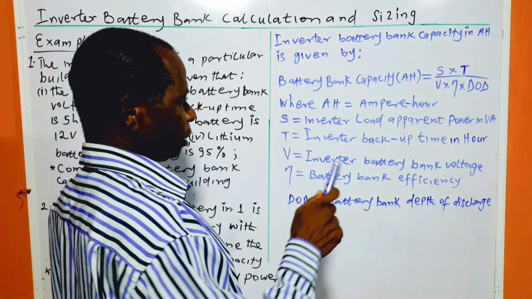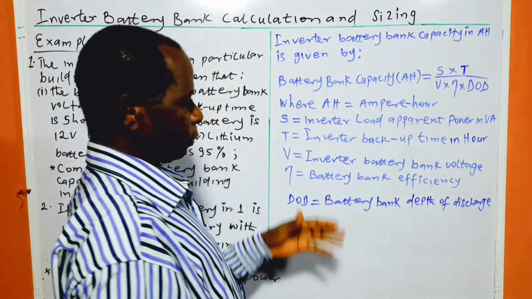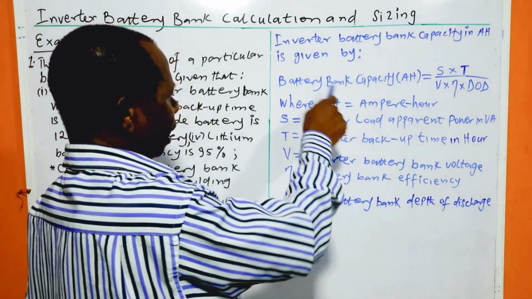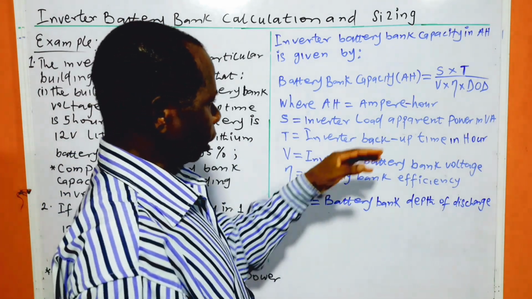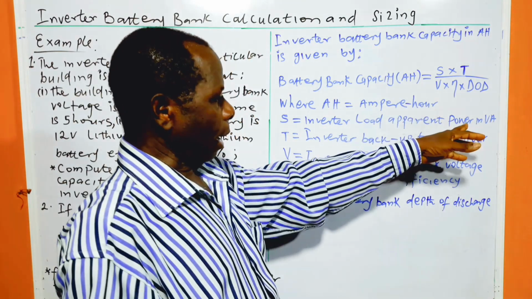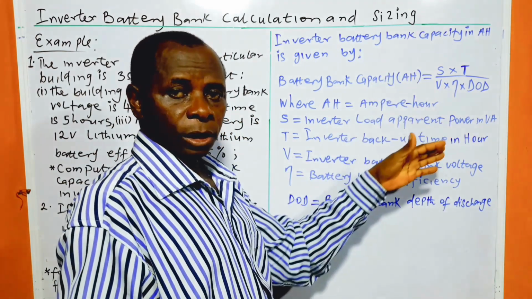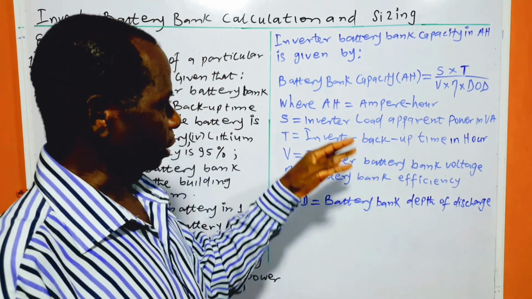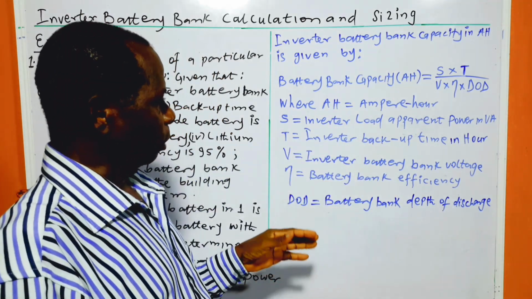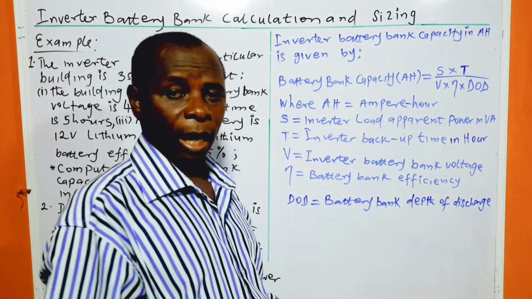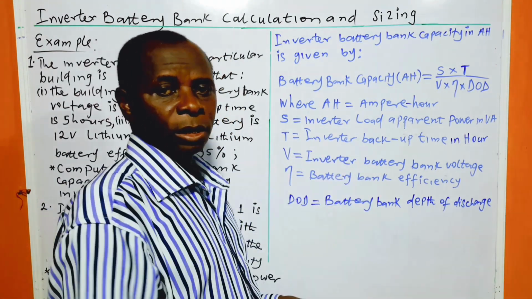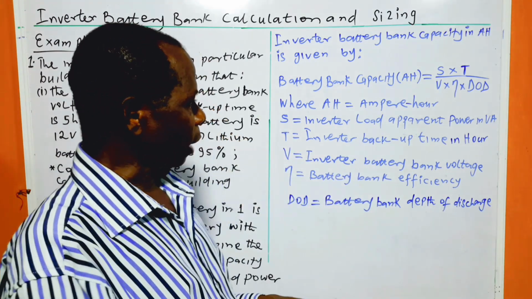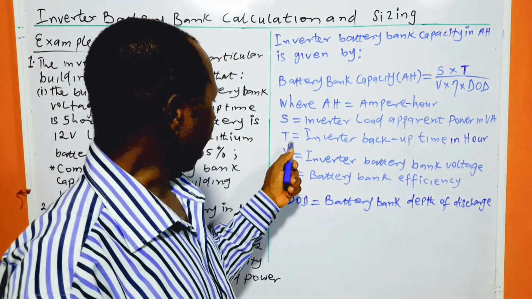It is apparent power in this situation, not wattage. If you use wattage, the battery bank will be undersized, because the apparent power comprises the active power component as well as the reactive power component. Whether it is the reactive or the active power component, they are all coming from the battery. So we have to use apparent power.